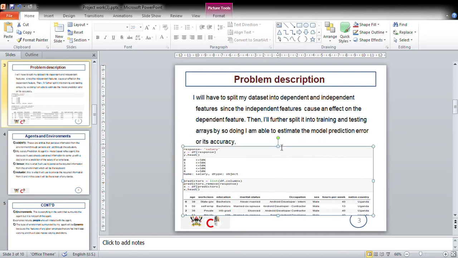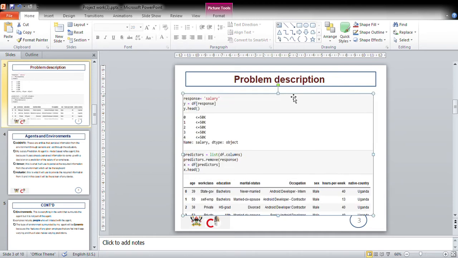I went ahead to split my data into training and testing arrays. As you shall see in the next slide, this is how I had to split my data into the dependent and independent arrays. The dependent array is the salary feature, which depends on all these other independent features. My independent features took the x variable, and the dependent feature took the y variable.